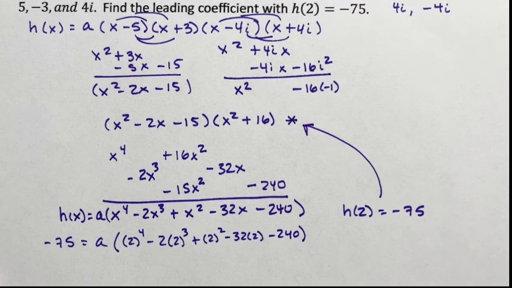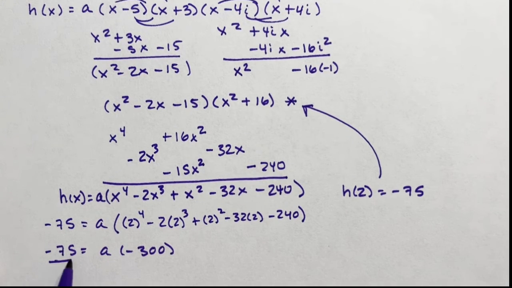Looking back at all of our work, you can really solve for a at any point, and that honestly might have been the simplest place to figure out a. Needless to say, negative 75 equals a times negative 300. If we divide both sides by negative 300, we get that a is equal to 1/4.